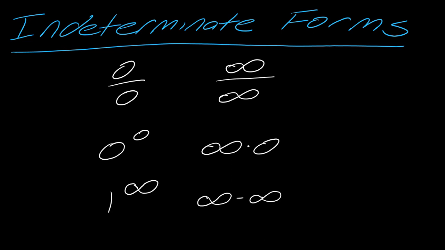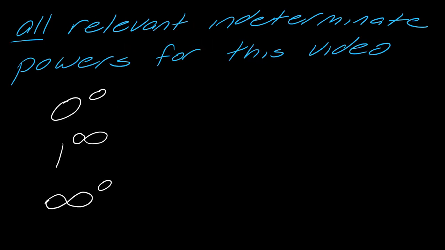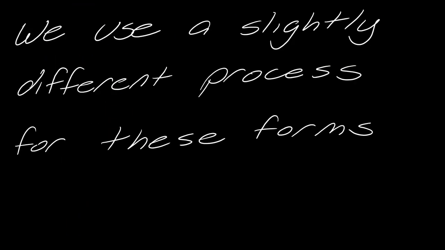So I actually realized that my list is maybe not entirely complete. So for our purposes, I'm going to add one other power that I forgot about in the other two videos. So I've got 0 to the 0, 1 to the infinity, and also infinity to the 0. All of these are fair game to use this strategy. And like I said, we're going to use a slightly different process for these forms.